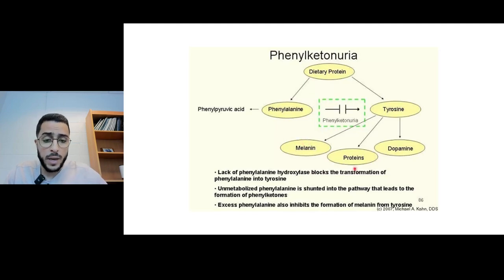Tyrosine is important for many proteins, and then tyrosine also is important for the production of dopamine. And so you can imagine that phenylketonuria might lead potentially to delayed cognitive development, because dopamine is important for learning, for memory, for reward system, and whatnot. Okay.